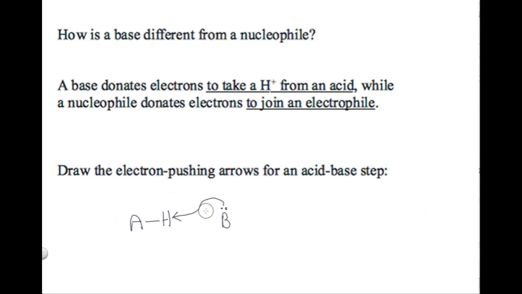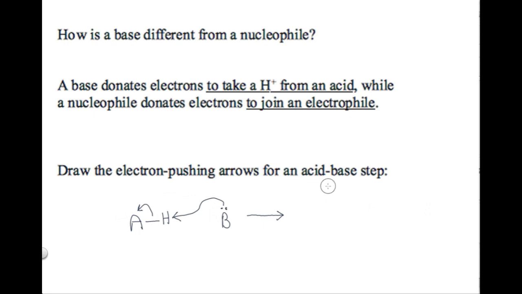So this is the key, the first arrow. This shows the base donating electrons to take a proton from the acid. We need a second arrow to show the acid receiving electrons in order to lose the proton to the base. So those would be the electron-pushing arrows for a generic acid-base step. My experience is that students have a real hard time coming up with the correct arrows for acid-base steps.